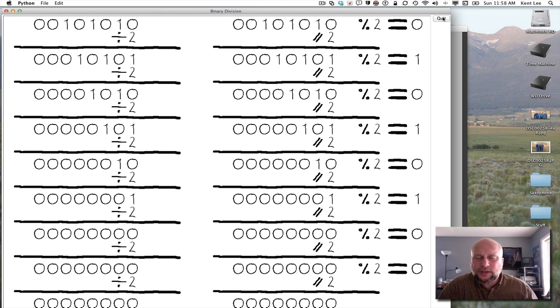Now, what's interesting about this is that this is the number 42 right here. It is the binary representation of 42, but nevertheless, it's 42. Whether I write 42 as 42 or whether I write it as this, it's still 42, either way.